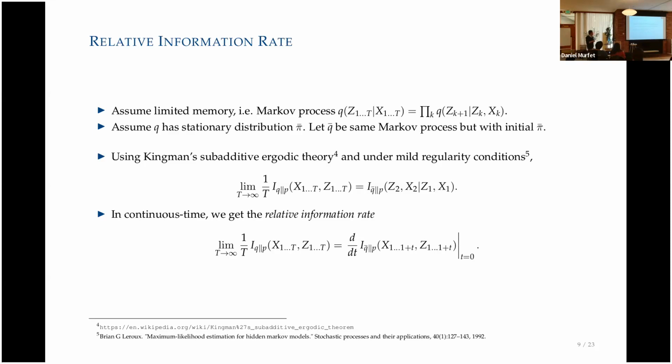In spiking neural networks, you will want to look at the continuous case. In continuous time, you get something slightly different. You will be looking at the infinitesimal KL divergence, x1 to x1 plus t, as t goes to 0, and we want to take the derivative of that. Yes, Jesse.